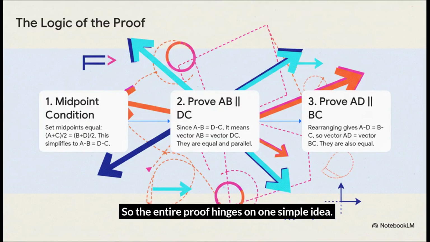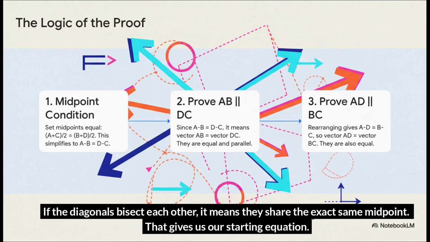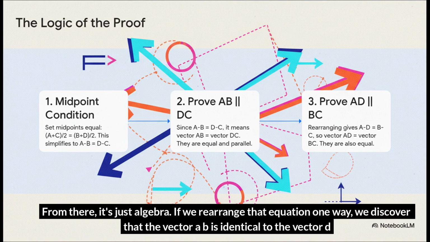So the entire proof hinges on one simple idea. If the diagonals bisect each other, it means they share the exact same midpoint. That gives us our starting equation. From there, it's just algebra.